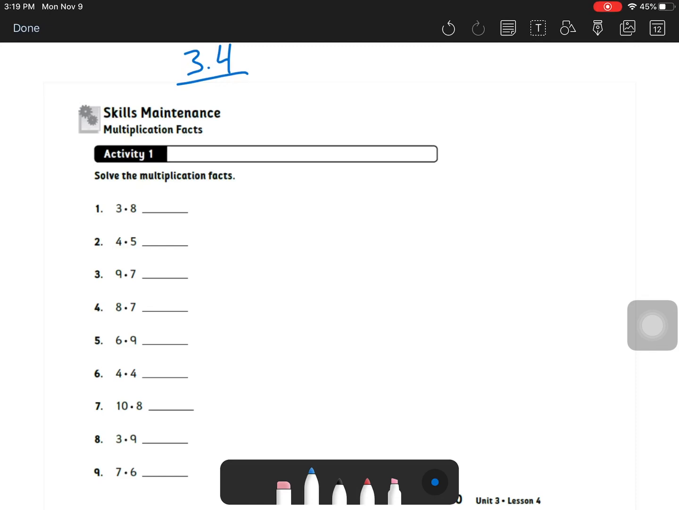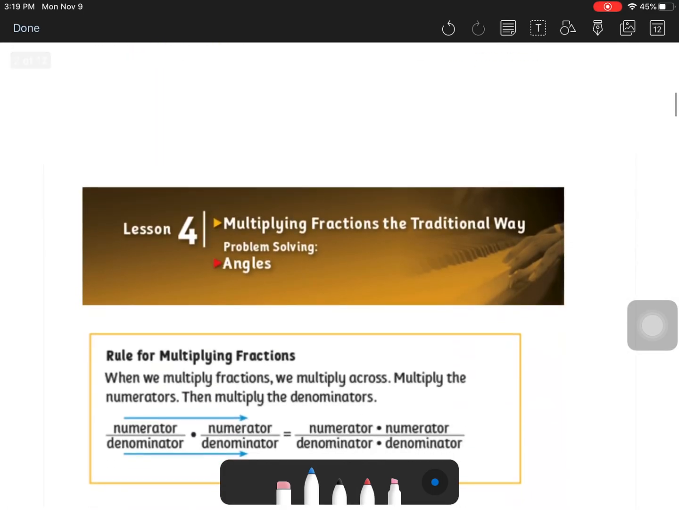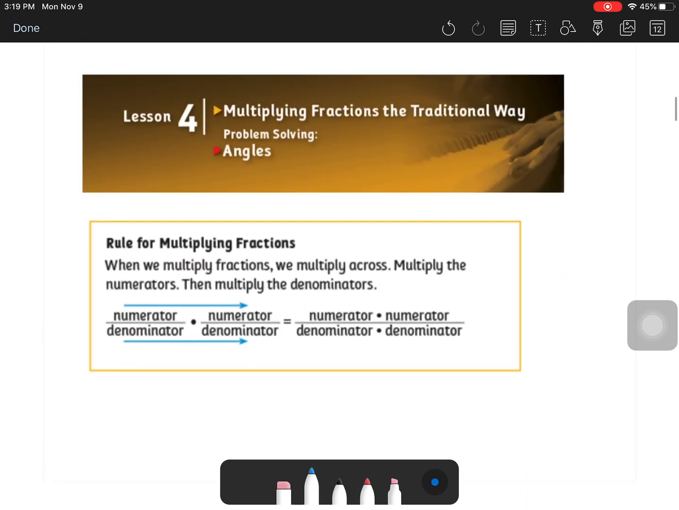3 times 8 is 24. 4 times 5 is 20, 9 times 7 is 63, 8 times 7 is 56, 9 times 6 or 6 times 9 is 54, 4 times 4 is 16, 10 times 8 is 80, 3 times 9 is 27, and 7 times 6, 42.